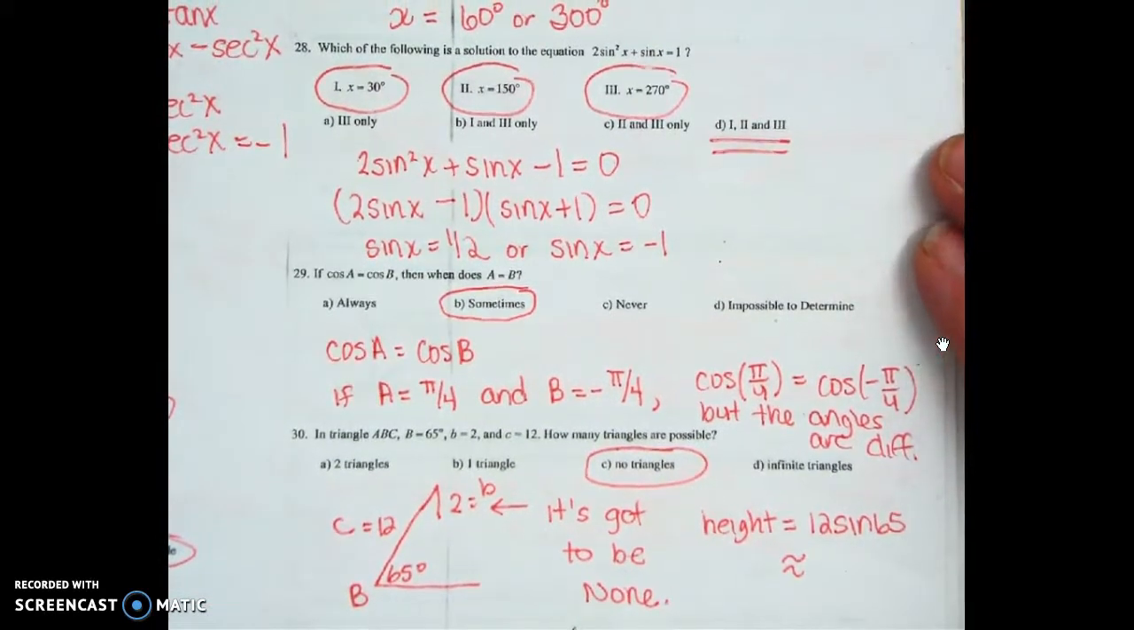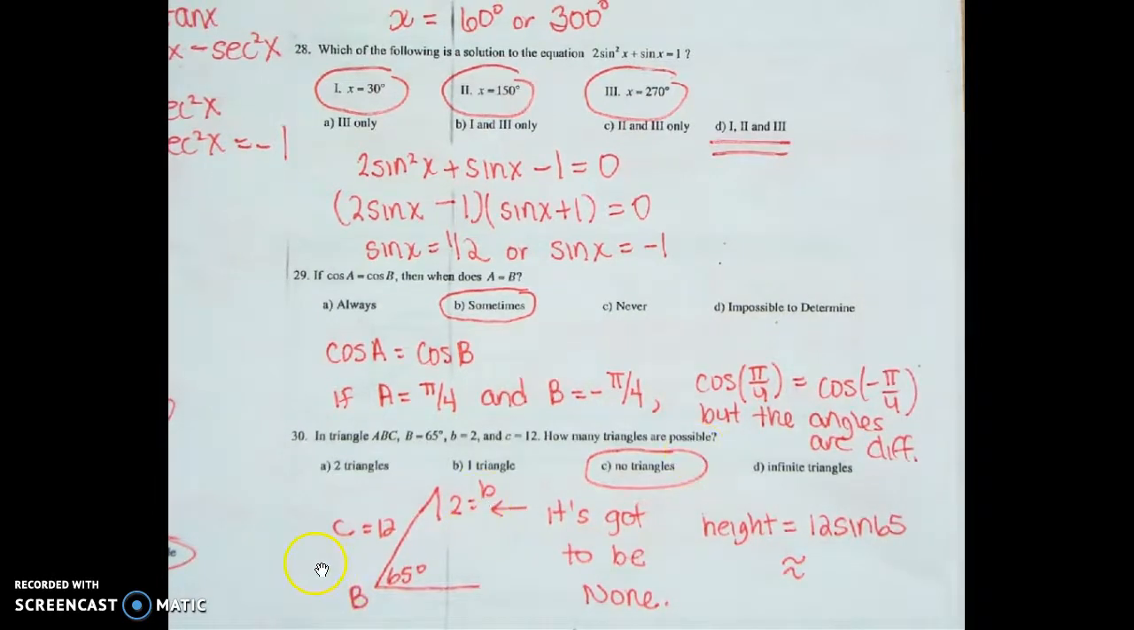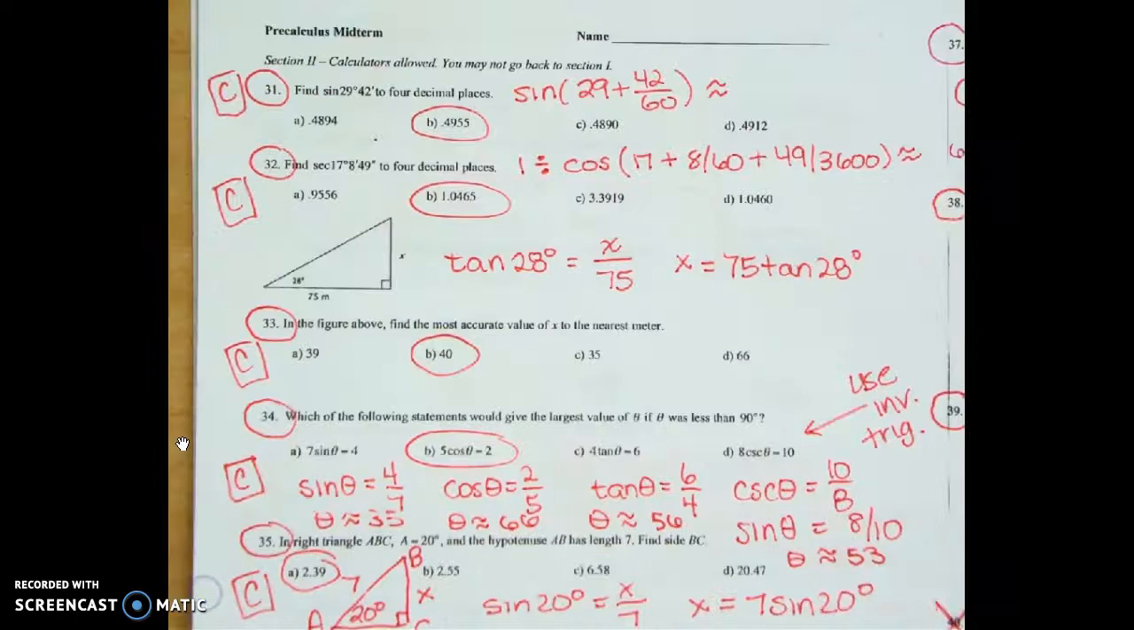If you sketch number 30, I think it's pretty obvious that it's not going to make a triangle, because there's no way to have a 65-degree angle with one leg 12 and the other 2. So a lot of calculator work on these problems.